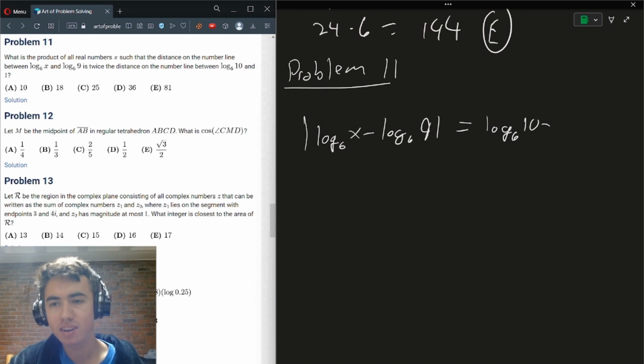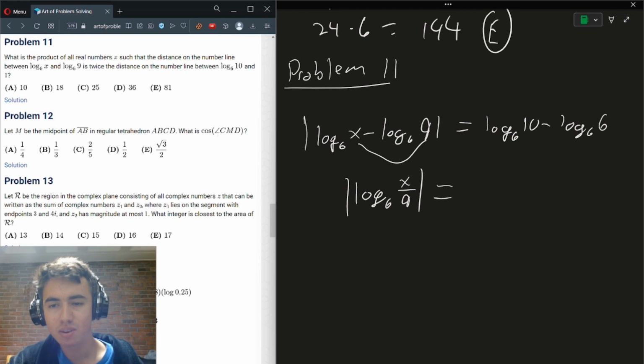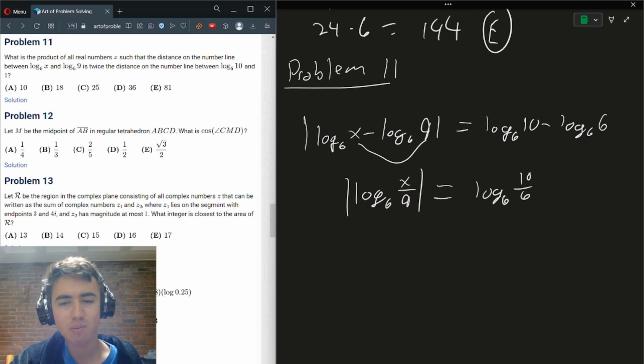First, I'm going to rewrite the 1 as log 6 of 6, and you will see why. Because if you know your logarithm rules, subtracting 2 logs with the same base is the same as log 6 of dividing the 2 different things inside the log. So |log 6 of x over 9|, and don't forget the absolute value, you'll see that it's important, is equal to log 6 of 10 over 6.